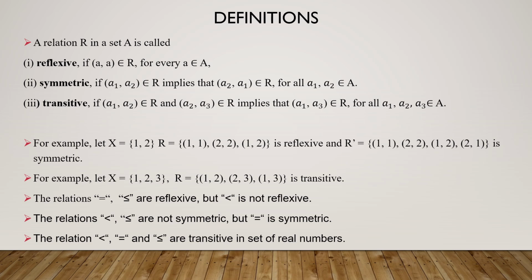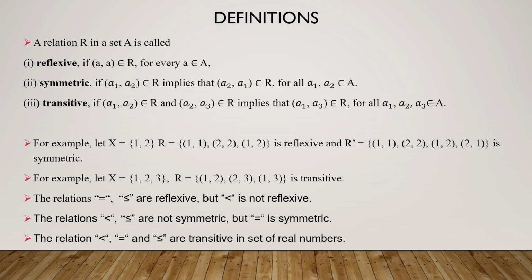Let us understand by examples. For example, if you have a set X which has two elements 1, 2. On this set X, let us define a relation R which has the ordered pairs (1, 1), (2, 2), (1, 2). It is reflexive. Why? Because for every element of X, that means for both the elements 1 and 2, 1 should be related to 1 and 2 should be related to 2. So since R has the ordered pairs (1, 1) and (2, 2), it is reflexive. Other than that, it can have any other ordered pairs.